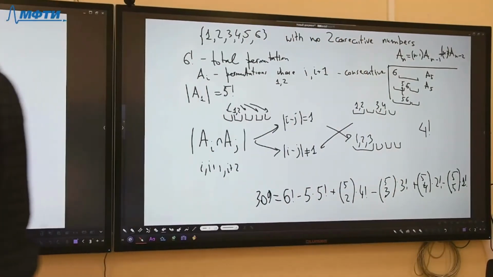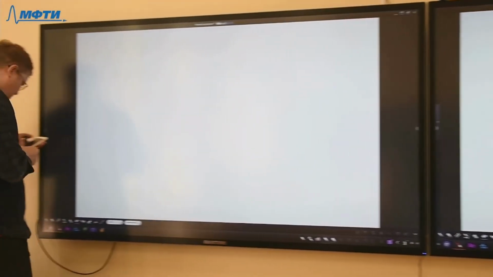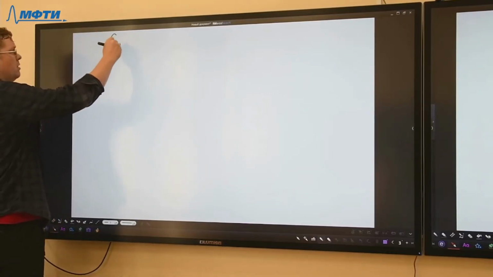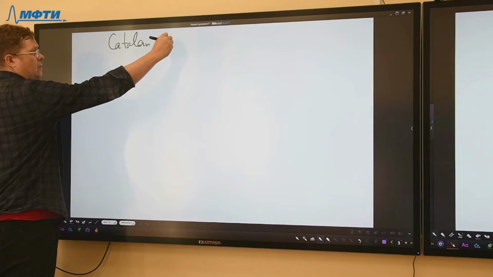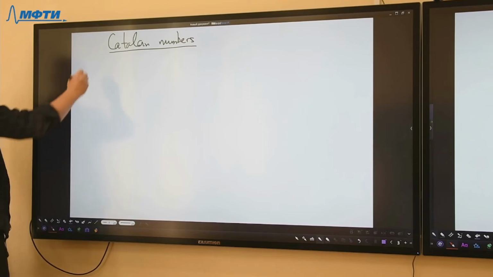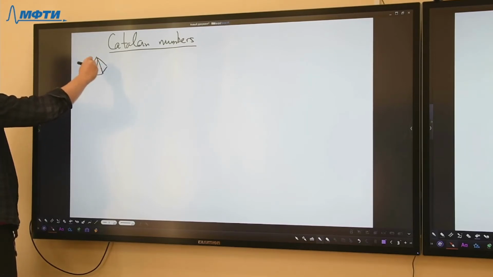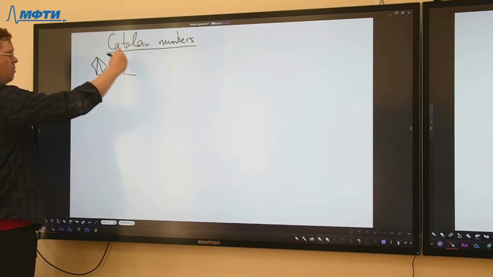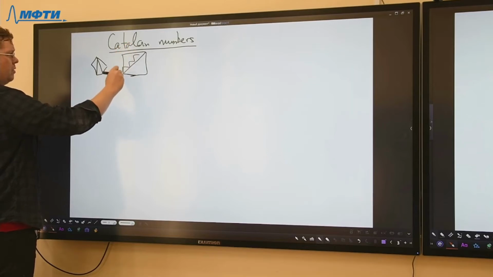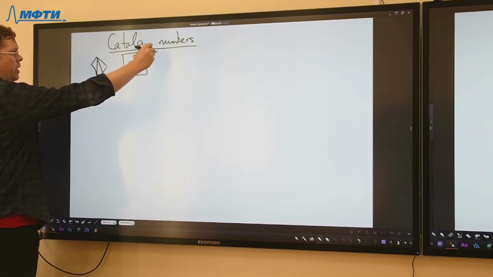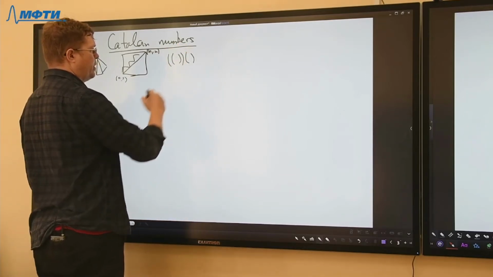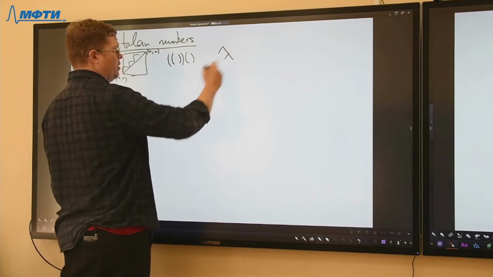Okay, let's continue to discuss the topic from the previous lecture. So we discussed the Catalan numbers, and we have different definitions: the number of triangulations of a polygon, the number of paths from 0 to n over the diagonal, the number of correctly matched pairs of brackets, and the number of binary trees.